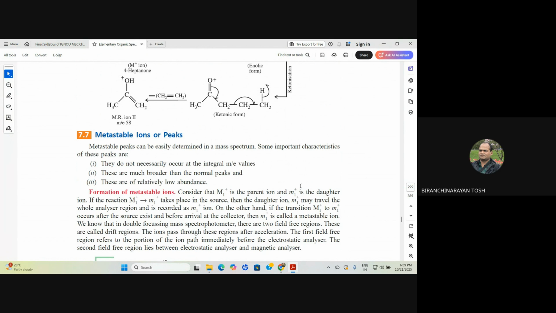Metastable ions or peaks. Metastable peaks can be easily determined in the mass spectrum. Some important characteristics of the peak are they don't necessarily occur at the integral m/e value, because these peaks are metastable. They will be converted to the stable fragment. So in between, some m/e value will be obtained that is not an integral value. These are much broader than the normal peaks and relatively low abundance.